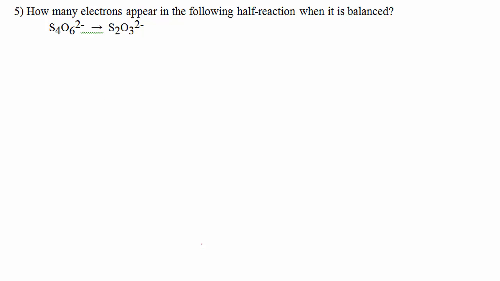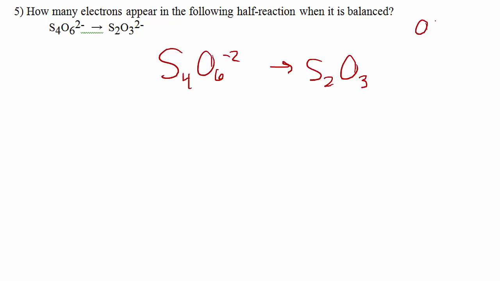5. How many electrons appear in the following half reaction when it's balanced? So, write it out. First step, balance everything that isn't oxygen or hydrogen. So I've got to balance sulfurs. I'm going to have to put a 2 in front here, so I end up with 4 sulfurs on the left and 2 times 2 sulfurs on the right.